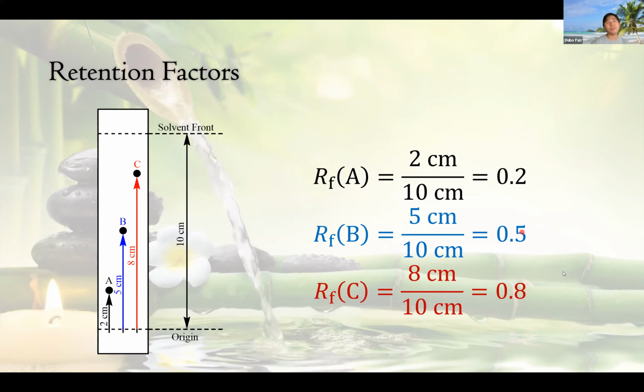So from these values, we can tell, okay, the greater the value is, the more nonpolar, or the less polar, the compound is. The value can indicate how polar it is. The big value means it's nonpolar, small value means it's very polar, okay. You get it?